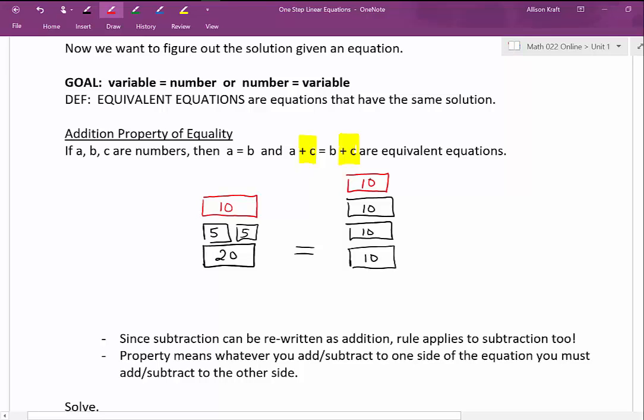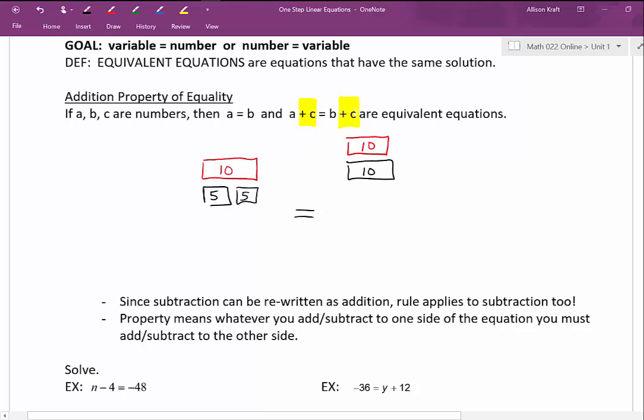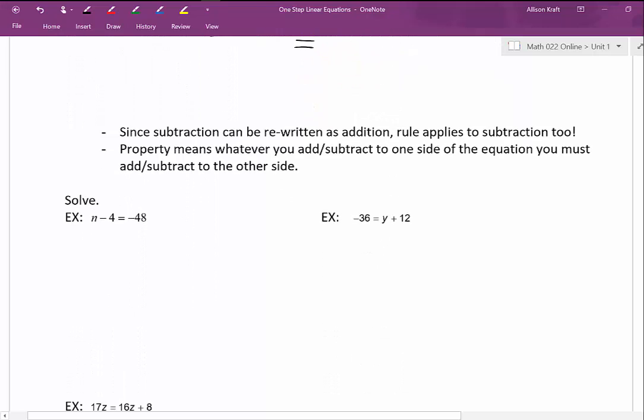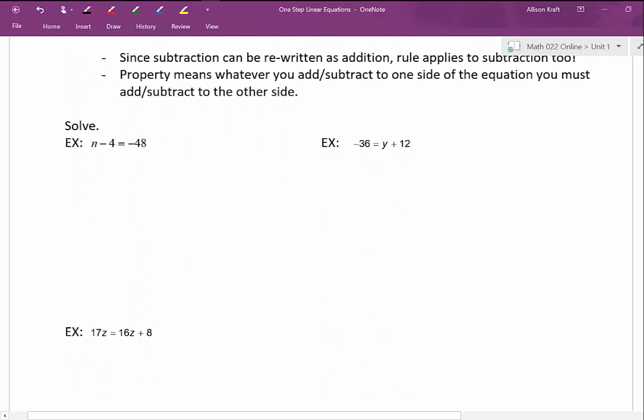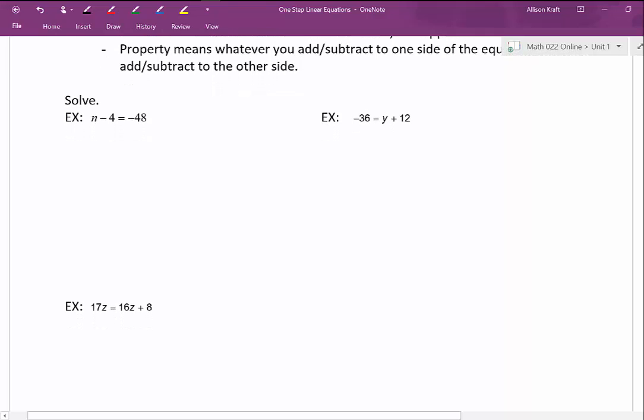Since subtraction can be rewritten as addition, this property can be expanded to subtraction as well. So if I subtract $20 from one side of the equation, I'm going to have to do the same thing on the other side of the equation to keep my stacks of money having equal value. Basically, whatever you add or subtract to one side of the equation, you must add or subtract to the other side of the equation.